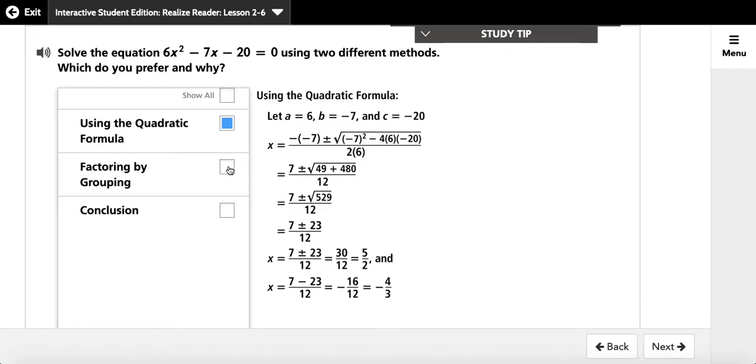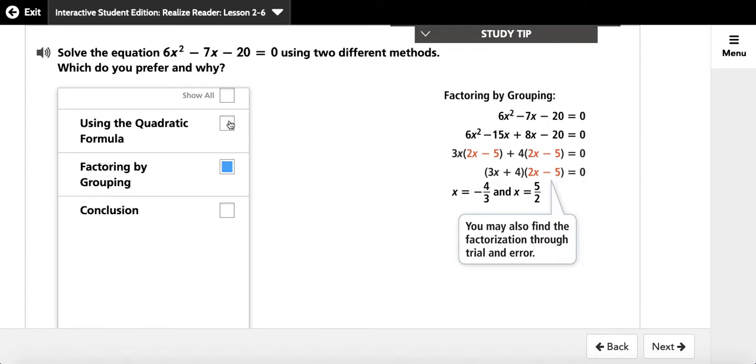All right, let's look at factor by grouping to refresh our memory on that strategy. Remember, we have 6 times 20 to get 120. We got to find factors of 120 that when you add them together, you get 7. And they end up being 15 and 8. And then they broke it down that way and got the 2x minus 5. Personally, I would stay away from factor by grouping because of the 6. There's a lot of possibilities with the 6 and the 20. Like when it's 6 times 20 is 120, there's a lot of factors. So I stay away from grouping. I would go to the quadratic formula probably right off.